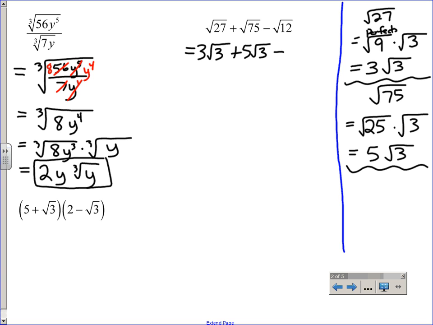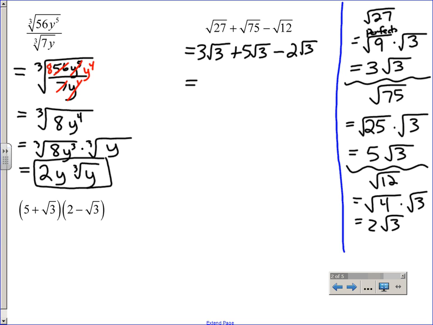Then come over here and do the square root of 12. Square root of 4 times the square root of 3. That's 2 square root of 3. I went through that pretty quickly. Pause it, go back, look at it again, think about it if that didn't make sense. Now I can see that all of the radicals are square root of 3. So now they are like terms.